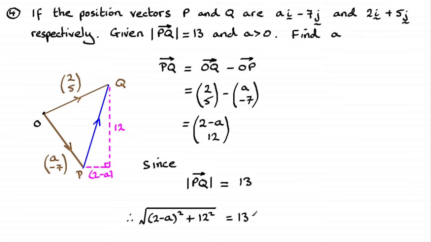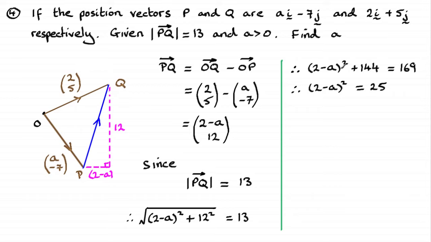So what would I do here? I'd square both sides, get rid of that square root sign, and if you do that, you'll get this equation. Then I'm going to subtract 144 from both sides rather than open up this bracket. Much quicker to take the 144 from both sides. Now I can take the square root of both sides. Don't forget that plus or minus for the square root of 25, which is plus or minus 5.